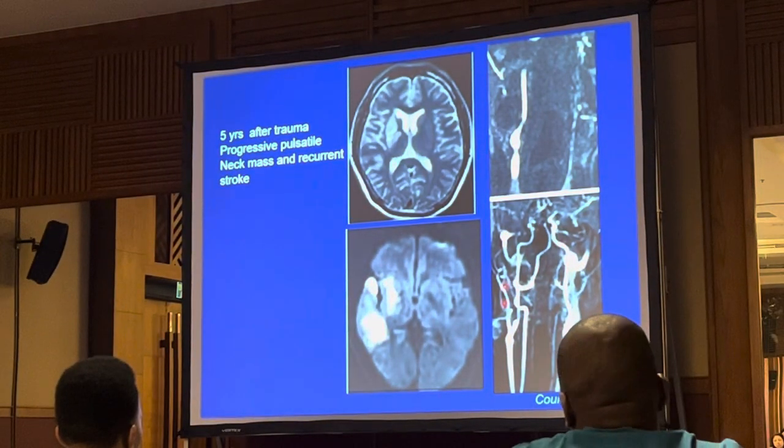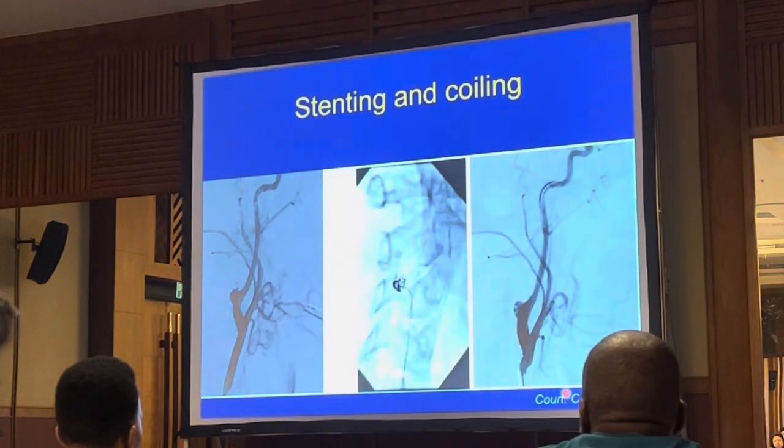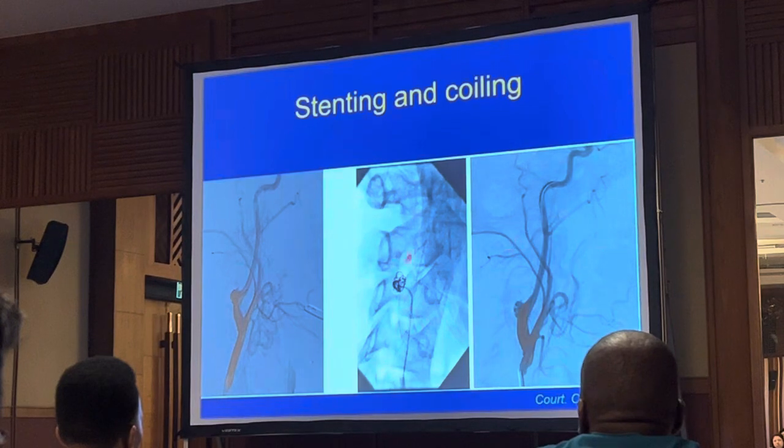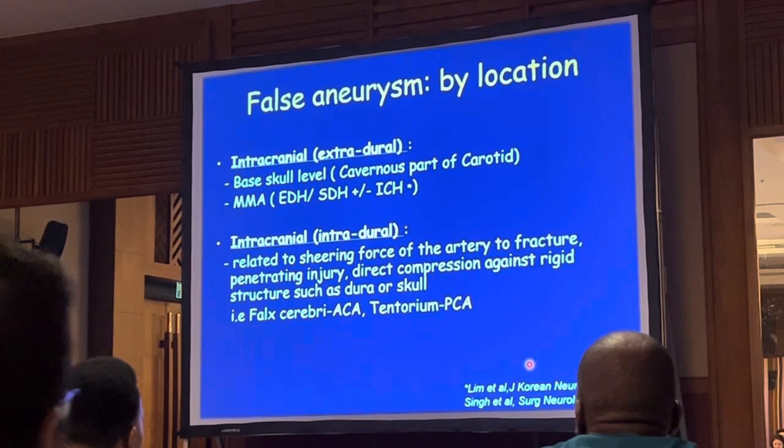Working in Vietnam with the team, we were having this 5 years after trauma and the neck mass there with the pulsate height and recurring stroke. So no doubt we have indication to treat, and by that time the team was putting stents and coils. So we come from the dissection to false aneurysm by location. Again, it could be intracranial or it can be extradural or interdural.